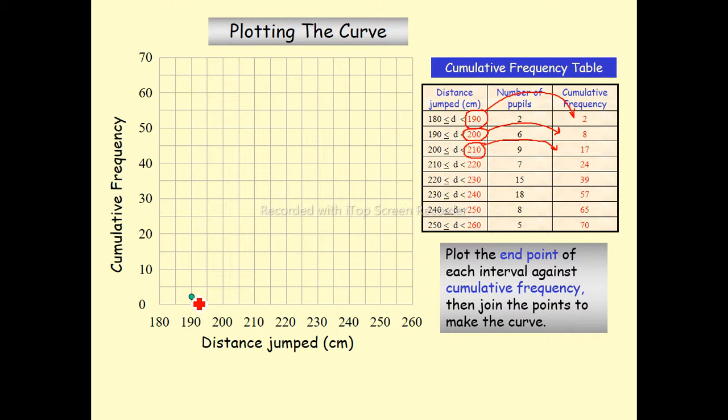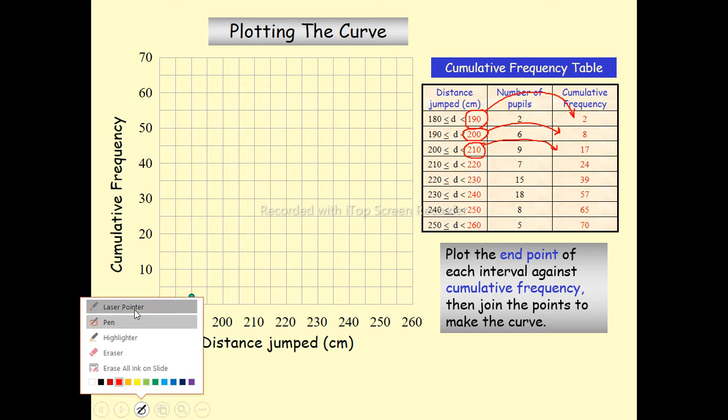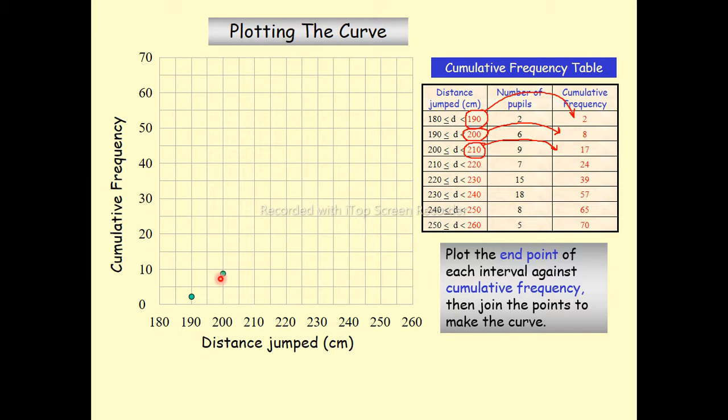So 190 and 2, and then we have 208. 208 should be somewhere here, right? Because this is 200 and 8 is somewhere around here. So it's going to be this. And then we have 210 and 17.